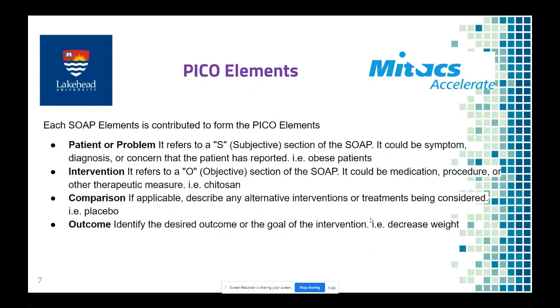And C is for comparison. It is the optional section of this query, but suppose a physician wants to find any alternative intervention or treatment, then this section is very useful. Now outcome is nothing but the ideal desired outcome or goal of the intervention. In the case of an obese patient, we can say a decrease in the weight of the patient.